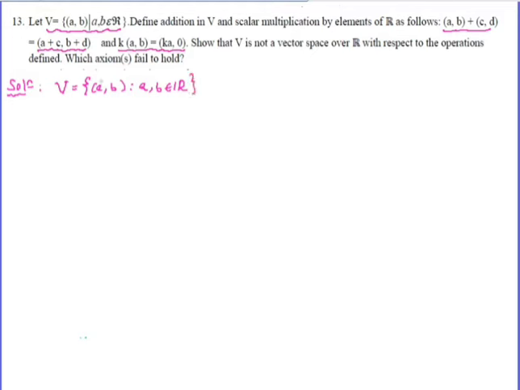Okay, these entries A and B are any real numbers. Now we have this V. Two binary operations are defined on V: addition and scalar multiplication. Addition is defined as (A, B) plus (C, D) gives (A plus C, B plus D). Scalar multiplication is defined as K times (A, B) gives (KA, 0). The scalar multiplication gives an output by making the second entry 0.